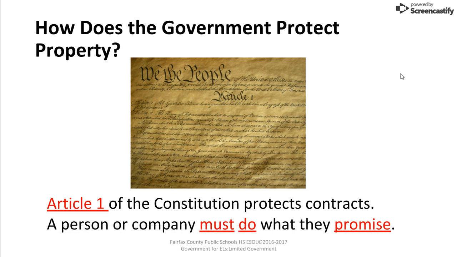And Article 1 of the Constitution protects contracts. A person or a company must do what they promise. So if you pay the cell phone company, they have to let you use your cell phone. They have to let you use the phone to call, to send messages, to have internet. If they don't, you could sue the company. That's what contracts are for.